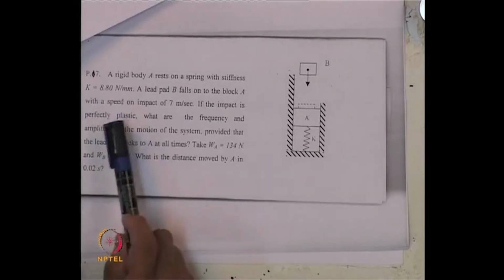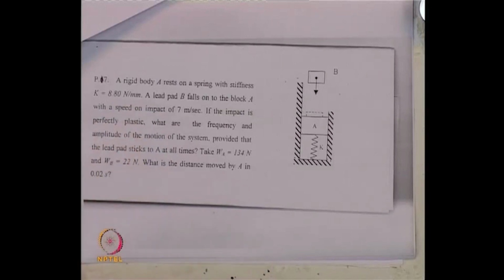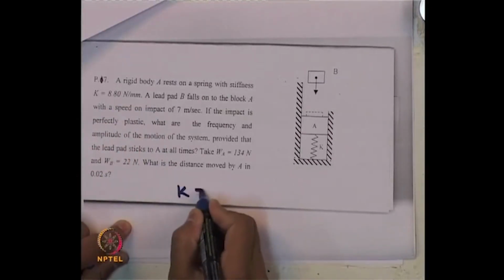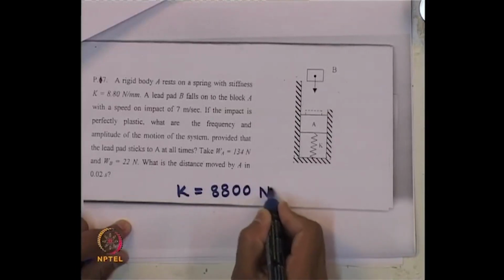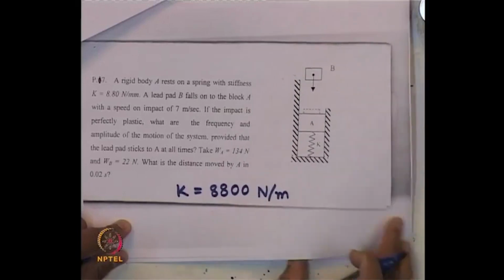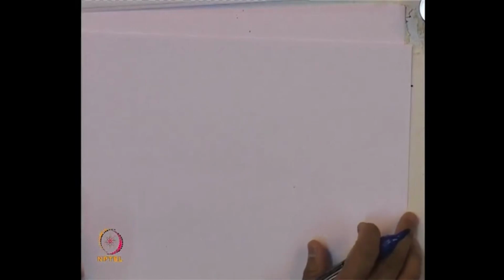And in this problem, look, the unit of K is not in SI unit, it is given as 8.8 Newton per millimeter, which in SI unit is 8800 Newton per meter. We have to convert this, as we have mentioned, all SI units we consider. Now, if we consider the equilibrium of momentum at the point of impact, what should it give us?